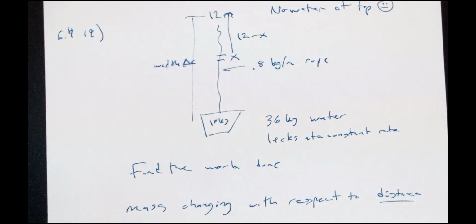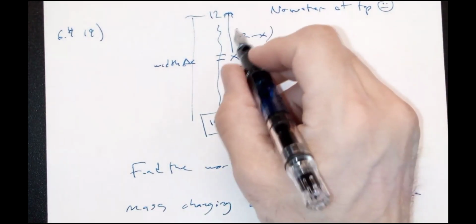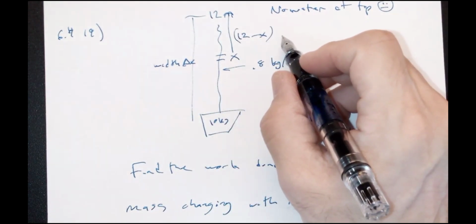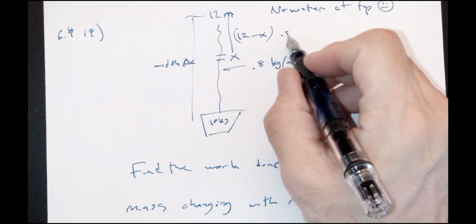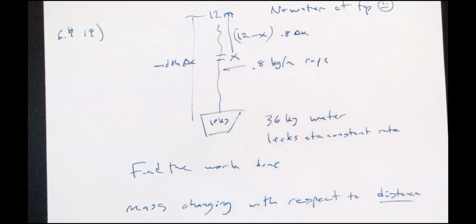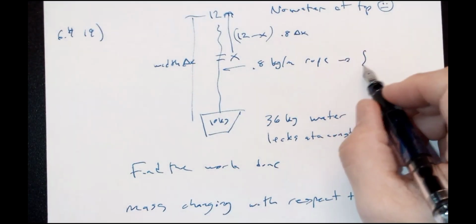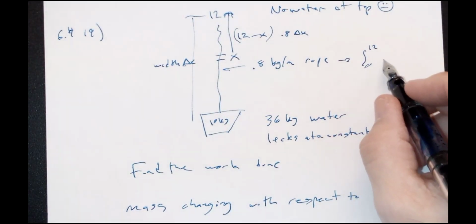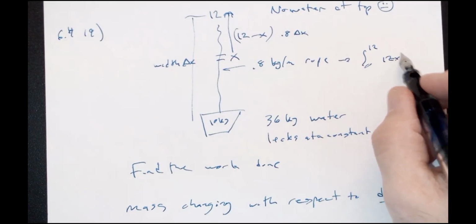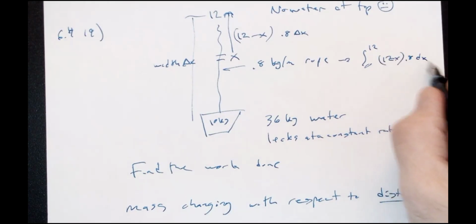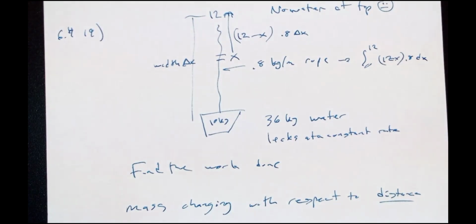And the weight of that piece of rope is 0.8 kilograms per meter times the number of meters for that piece of rope. So if I think about just the rope moving, I have to add up all of those. So for the rope, I'm going to get the integral from 0 to 12 of 12 minus x times 0.8 dx. That's just for the rope.